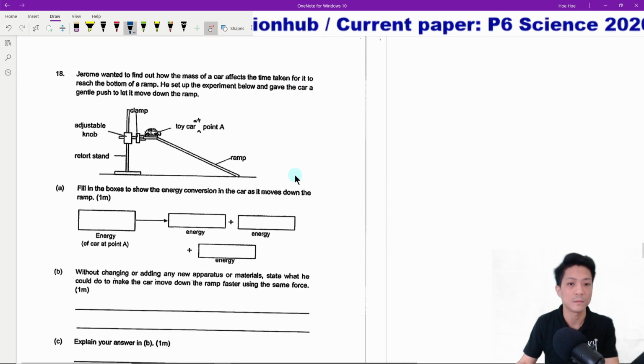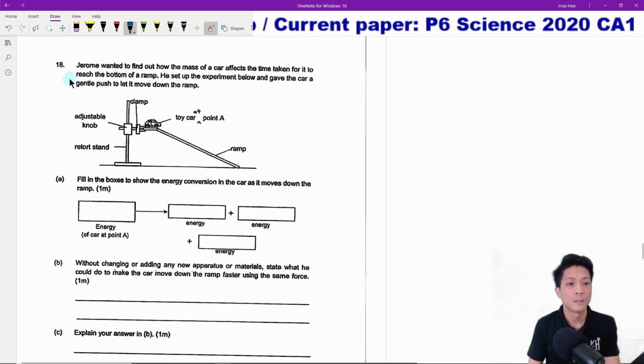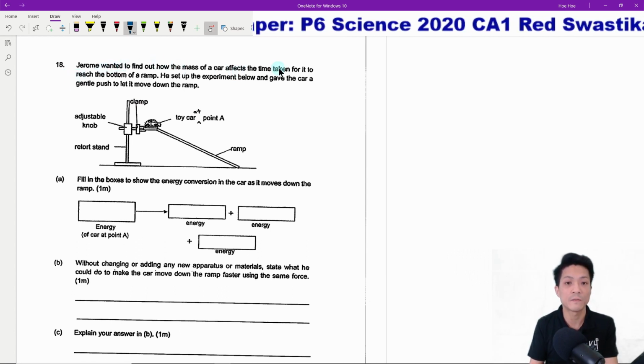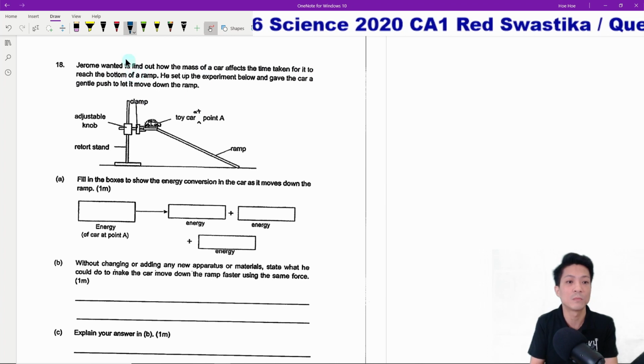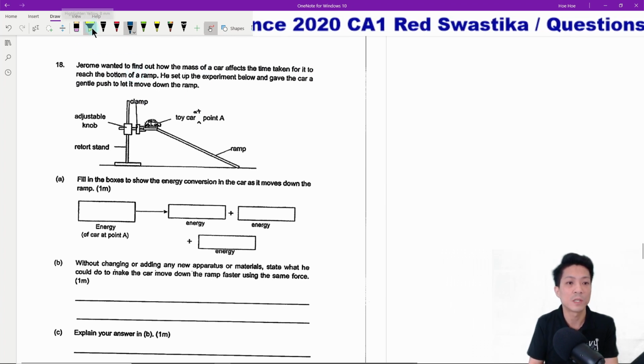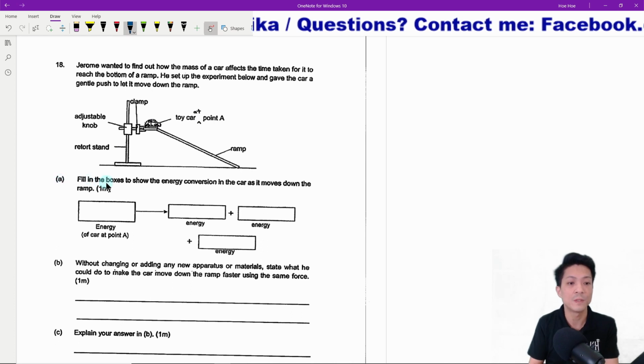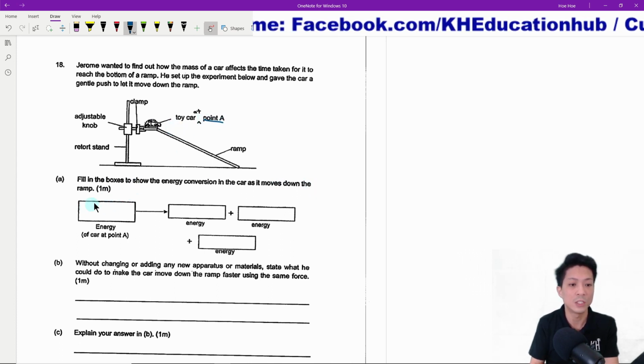Okay, question 18. Jerome wanted to find out how the mass of a car affects the time taken for it to reach the bottom of the ramp. He set up the experiment below and gave the car a gentle push to let it move down the ramp. Okay, for part A, fill in the boxes to show the energy conversion in the car as it moves down the ramp. So at point A over here, the energy would be gravitational potential.